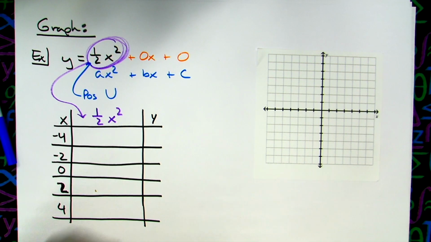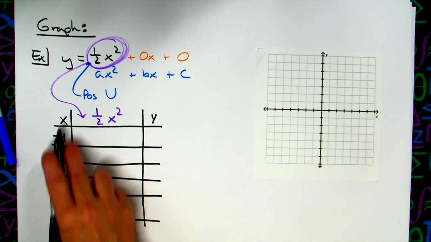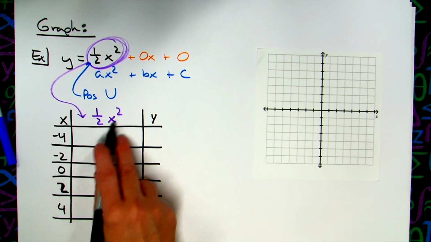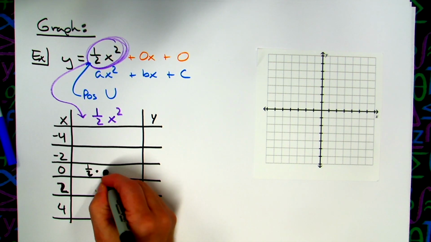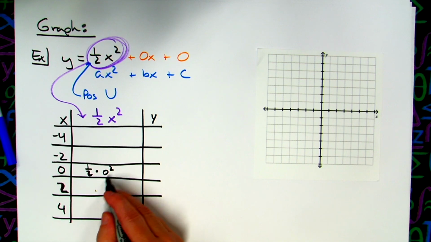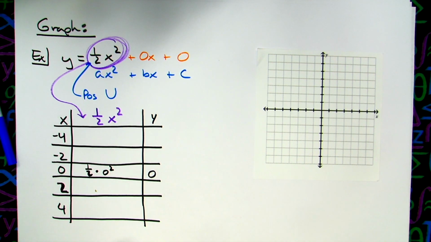Now, order of operations. Let's do the 0 one first because that's going to be easy. I'm going to take x equals 0 and plug it in. So I'm going to have 1/2 times 0 squared. Well, 0 squared is 0. 0 times 1/2 is 0. Okay, so I started with that one because I knew it was going to be really easy.